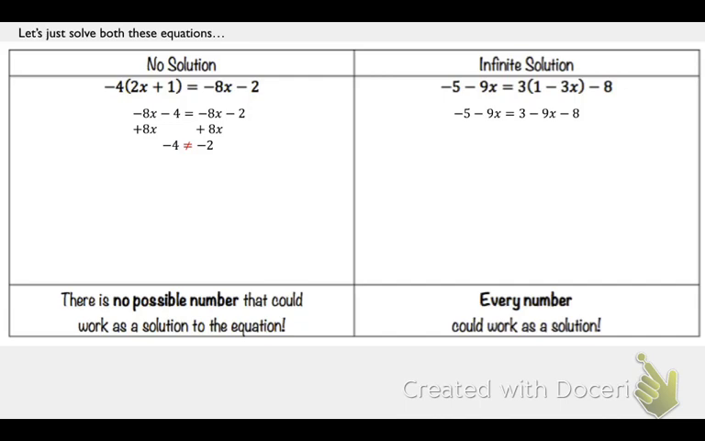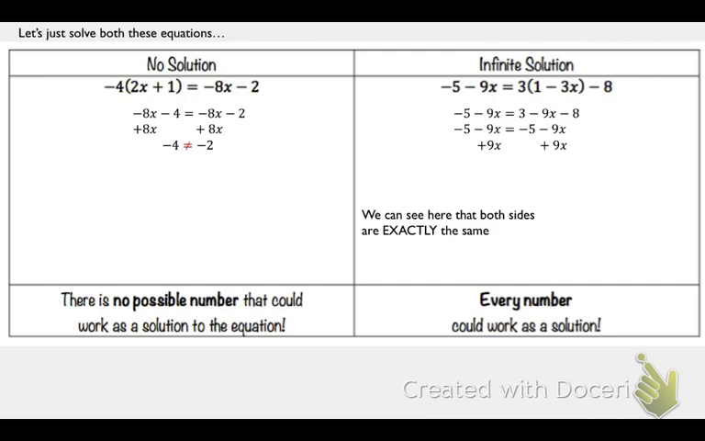Okay, now let's look at the other one. So first, let's distribute that 3 in. So 3 times 1 is 3. 3 times negative 3x is negative 9x. Now I'm just going to combine like terms. I get negative 5 minus 9x equals negative 5 minus 9x. Right here, you should notice that the left side and the right side are the exact same. Since they're the exact same, this is going to end up being an infinite solution. We can go a step further to double check ourselves if we need to.